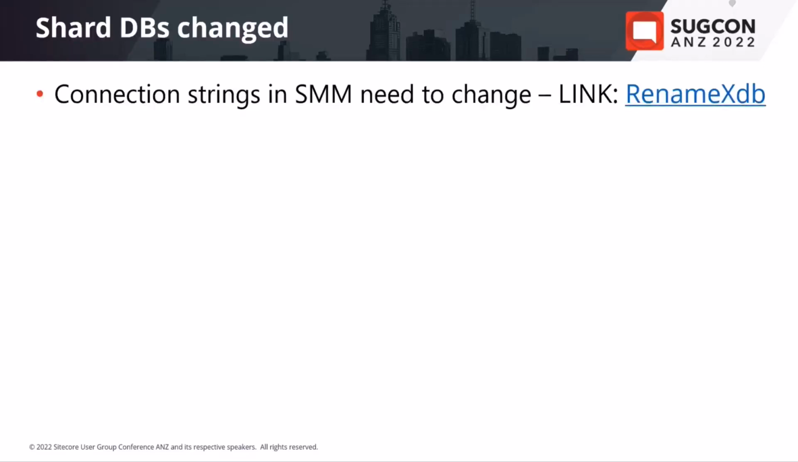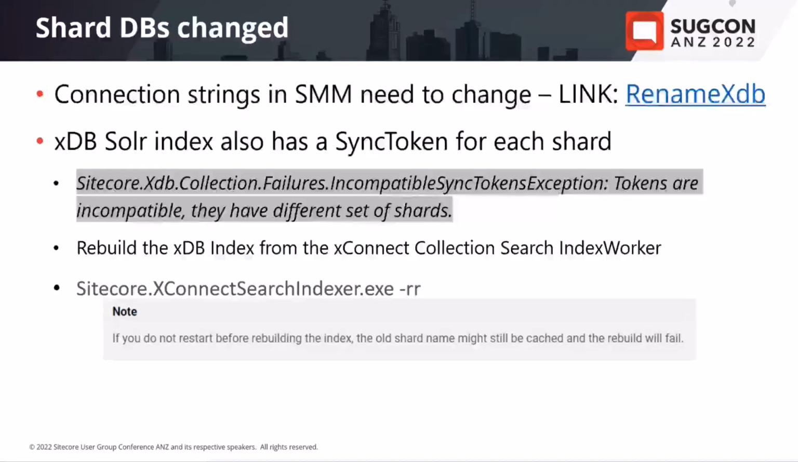This might happen if you were to move a database server or to back up from a production database to a testing database. Obviously, those connection strings are coming across with the data. So that link should take you to the information about how to change those, how to update those. Relating to the shard map manager connection strings, you might get some issues in Xdb Solr indexes because it has a sync token.